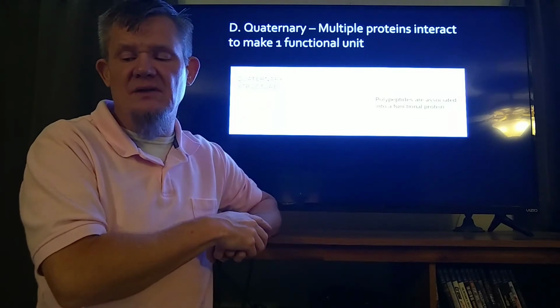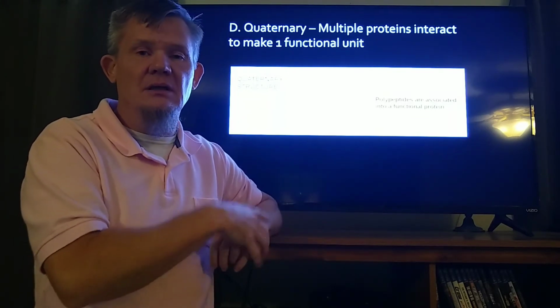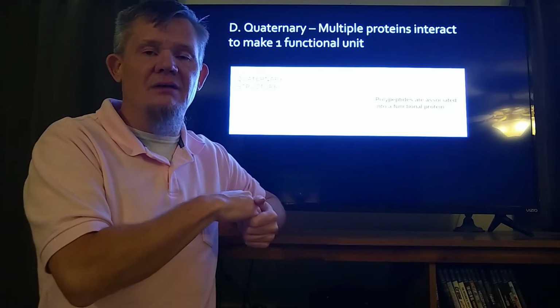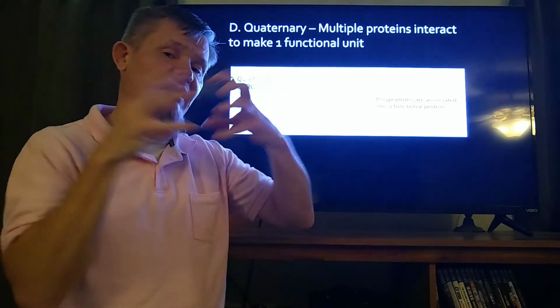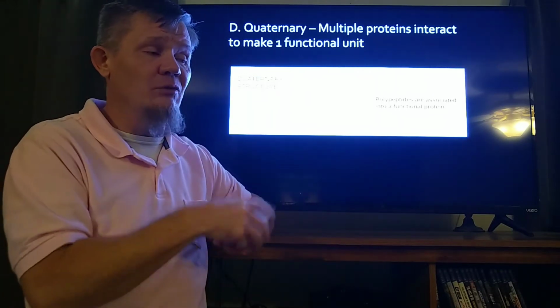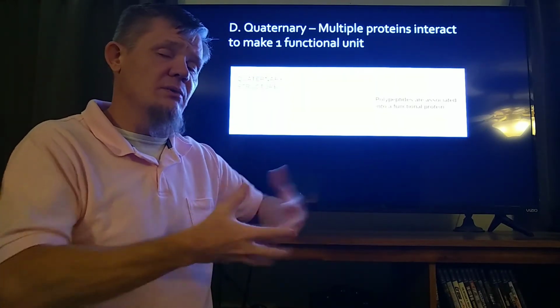A perfect example of this is hemoglobin, the protein that carries the oxygen in your blood. It's actually 4 separate protein units that have to bind together to make one functional unit. And if you make any one of them wrong, you can screw up the whole process.